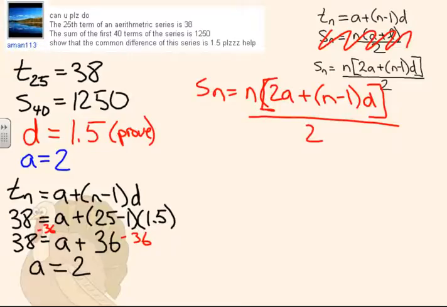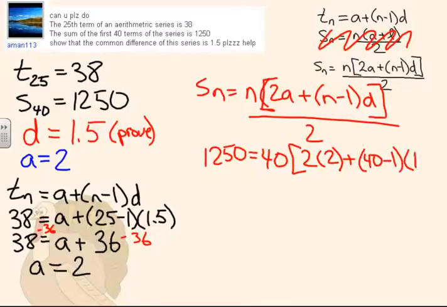I know that s of 40 is 1250 equals n. Well, we're looking at 40 numbers, so I'm going to put 40 in for n. 2 times a is 2, plus n minus 1, n is going to be 40, minus 1, and we'll try 1.5 for d, all divided by 2. Now the first thing I'm going to do is get that 2 off the bottom so I don't have to keep hauling it around with me everywhere. Divide that by 2, divide that by 2, and I have 20. It's gone.